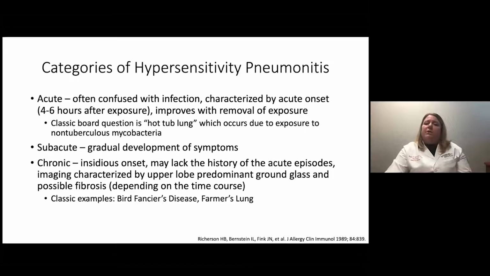One of the classic board questions about this is hot tub lung, someone who goes into a hot tub. This is usually caused by exposure to non-tuberculous mycobacteria in the water that people inhale. And instead of becoming infected with it, they have this immune response.